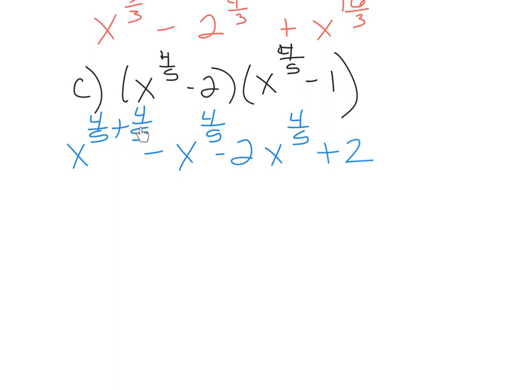4 fifths plus 4 fifths makes 8 fifths. So x to the 8 fifths. These are like terms because their exponents are identical. So to add these like terms, we add the coefficients. Negative 1 plus negative 2 makes negative 3. So negative 3 x to the 4 fifths, and then we just have the plus 2 at the end.